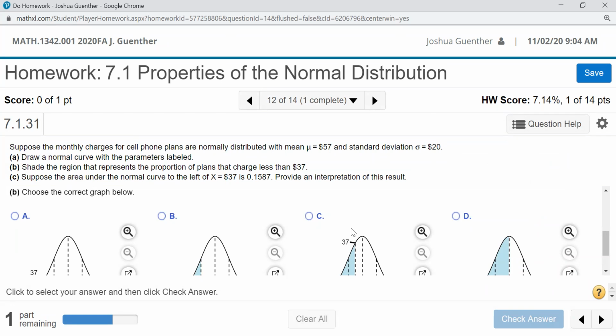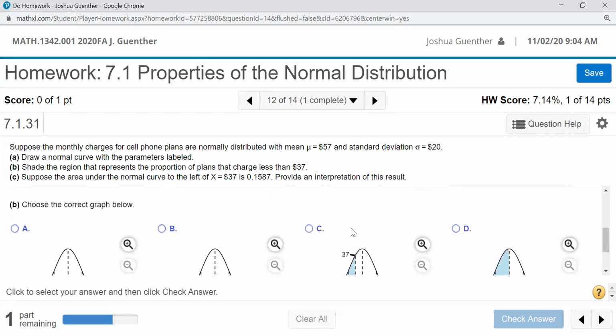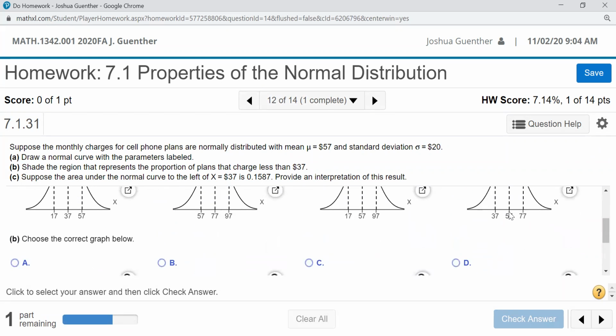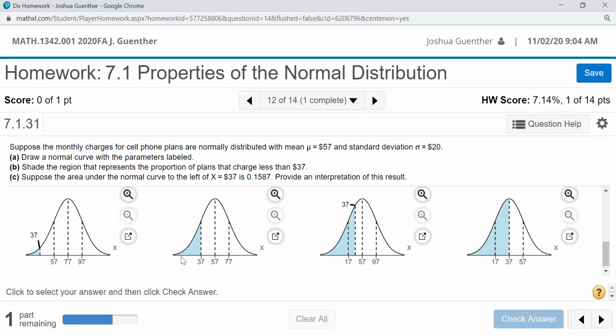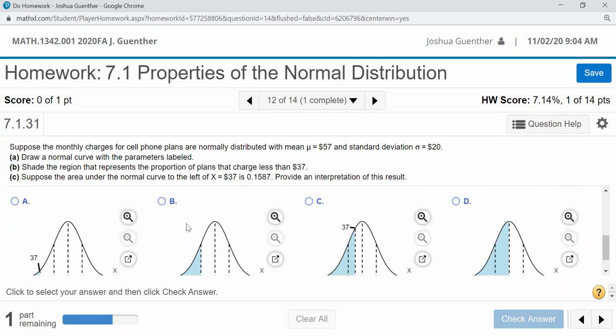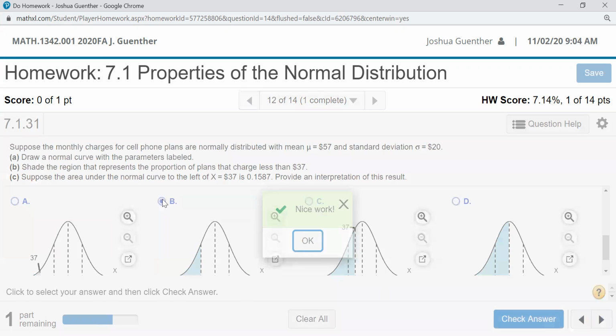Okay, so looking at that previous thing, the 57 has to be in the middle, 37 and 77 on either side of it. And so the proportion of plans that charge less than $37, we want to shade the area of the graph under 37 and still has the appropriate values here, which would be, looks like this one.